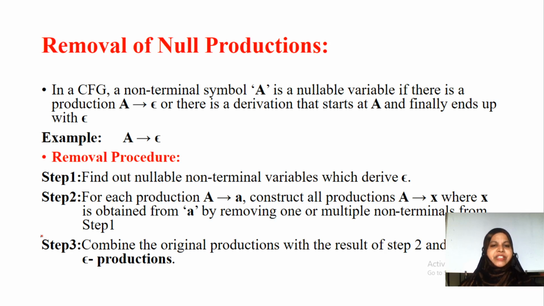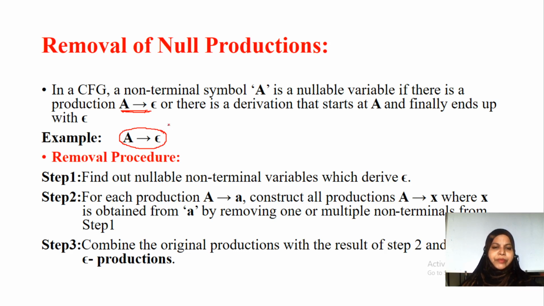The next topic is the removal of null productions. In the previous case, what is a unit production? A tends to B is the unit production. Here A tends to epsilon is the null production. So we have to remove these null productions.